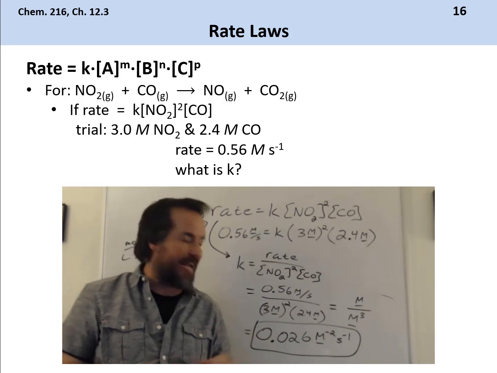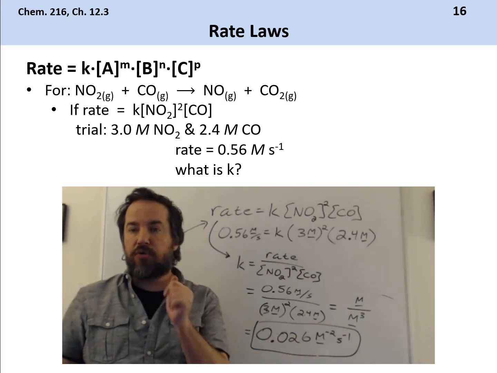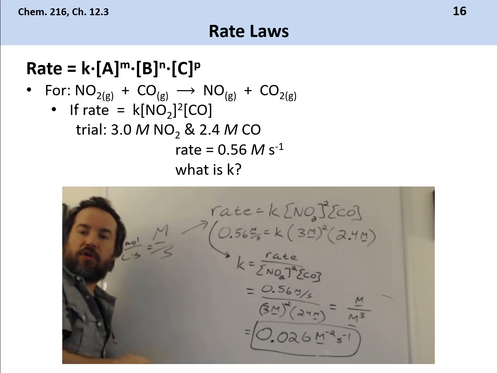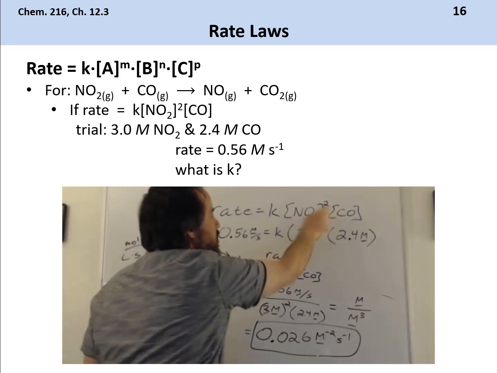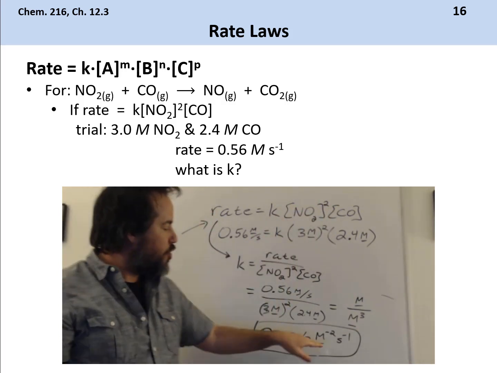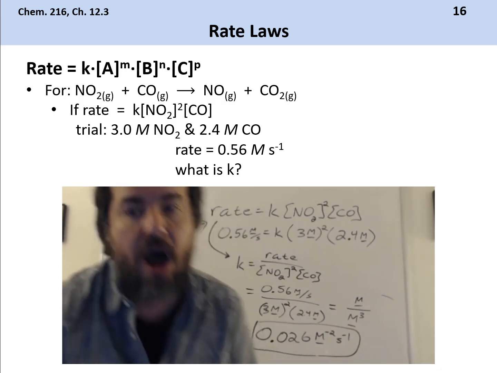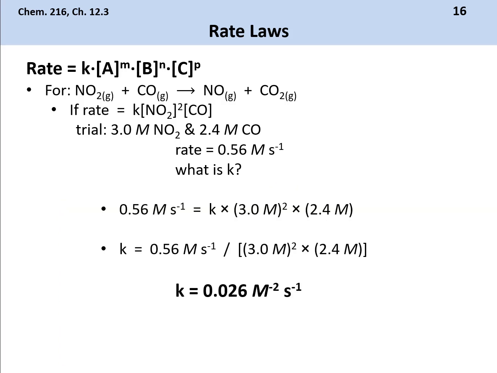K is not just a number, it has units. And those units are needed because rate is always in molar per second, right? And concentrations are always in molarity, right? So the units for K are all dependent on the rate law. All right, so let's look at this one more time. I went ahead, plugged everything in, then I rearranged, and make sure you square the 3 molar, and I get my value for K.